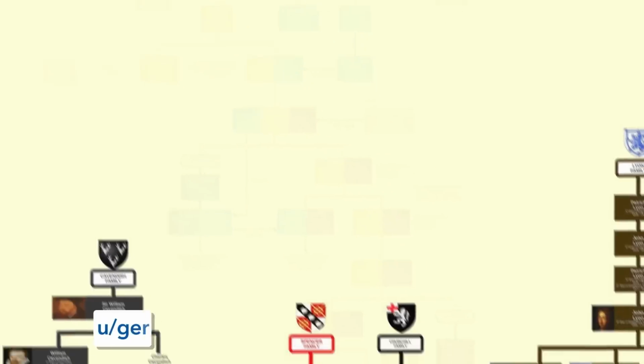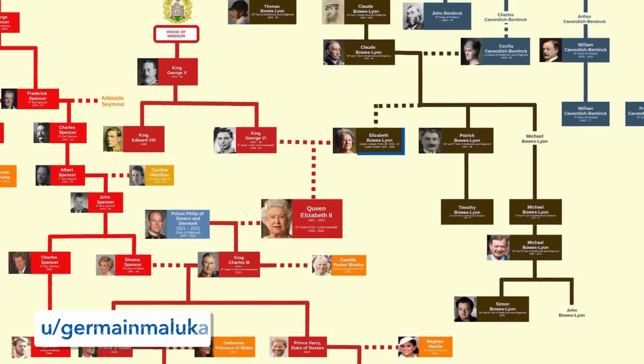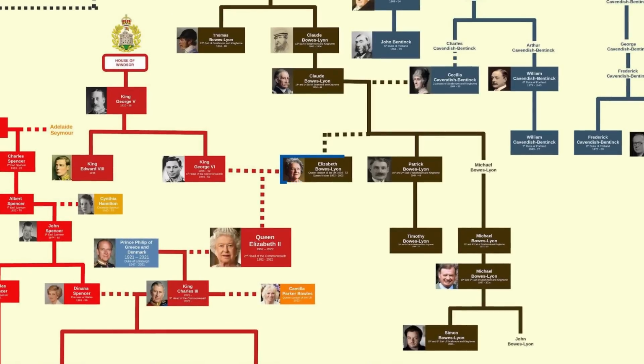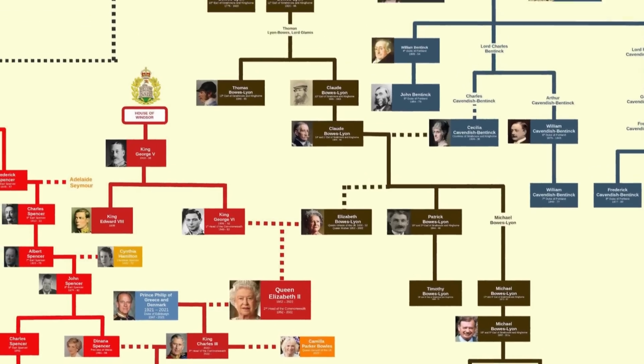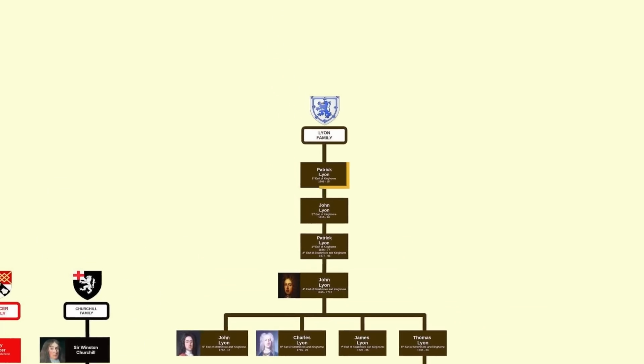Someone else made a chart about the Queen's maternal ancestors. So here we have the Queen's mother, whose surname was Bowes-Lyon. Her father was the 14th and 1st Earl of Strathmore and Kinghorn. The reason why he has two numbers is that the Earldom of Strathmore and Kinghorn was originally a Scottish title only, but then when his daughter became Queen Consort, it was included as a peerage in the United Kingdom as well. So you can see that this line goes all the way back to Patrick Lyon in the 1600s.